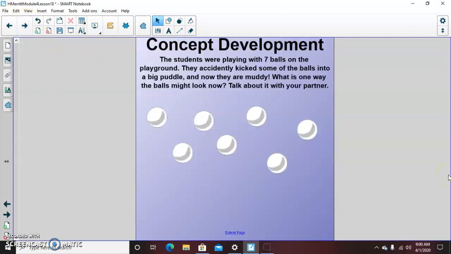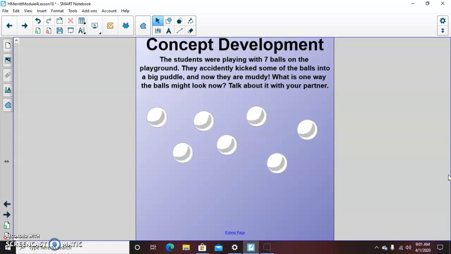Okay, here's our first story. So I want you to listen first. So put down your paper or pencil or your whiteboard. We're going to listen first. It says, the students were playing with 7 balls on the playground. They accidentally kicked some of the balls into a big puddle, and now they are muddy. What is one way the balls might look now?